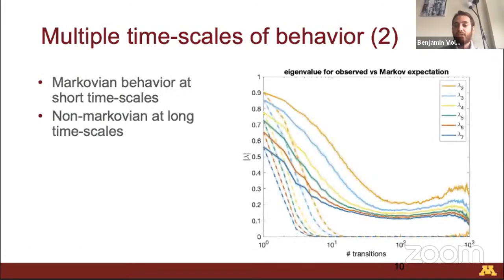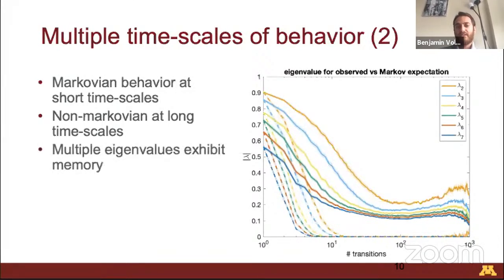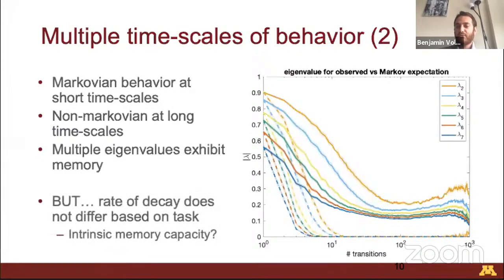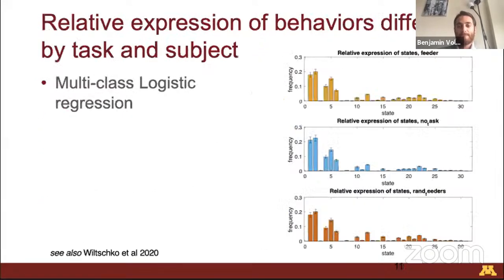But we see the same sort of decay behavior for many of our top eigenvalues, 6 of which I've plotted here. And when you compare every colored line, the dashed versus the solid, we can see that the real data has a much slower decay. And so what this actually tells us is that there are multiple time scales of behavior for our macaques. But this excess decay, the difference between the Markov expectation and the observed rate of decay, does not differ by task. And so this is obviously kind of surprising, and it tells us that the task does not influence behavior in terms of the timescale of predictability.